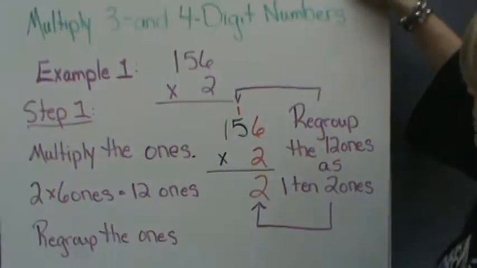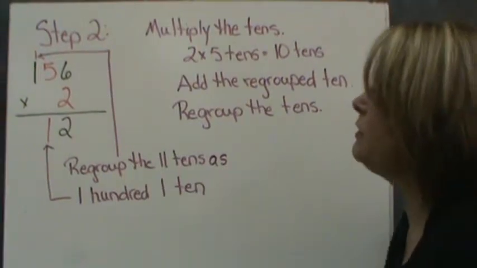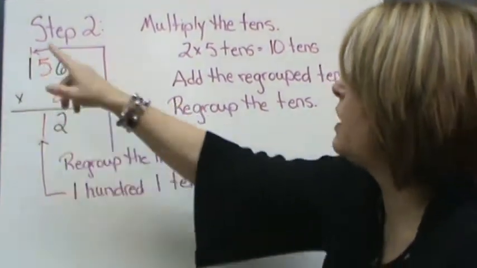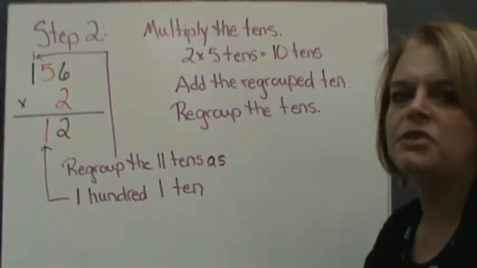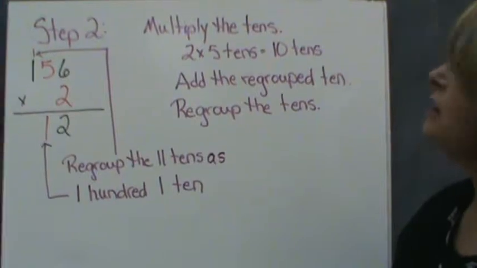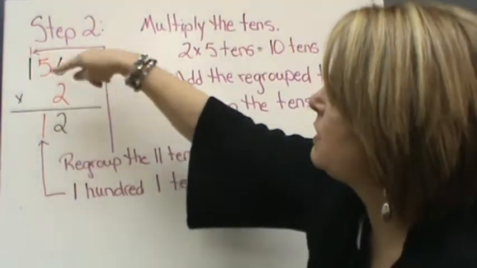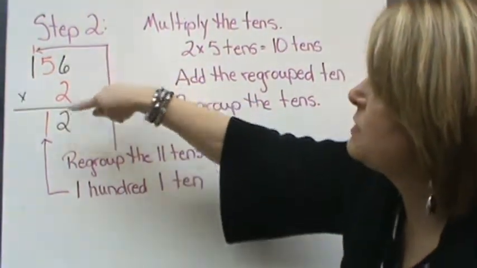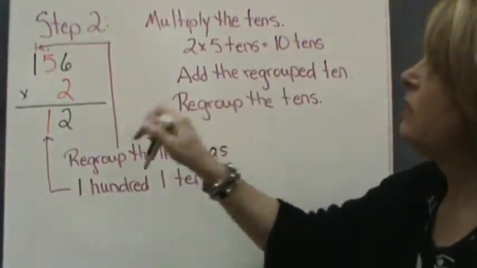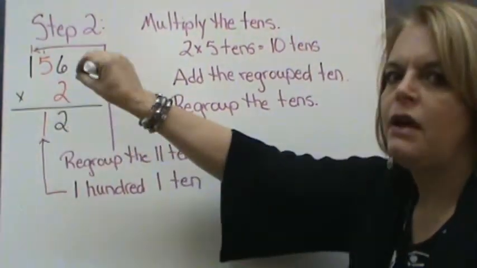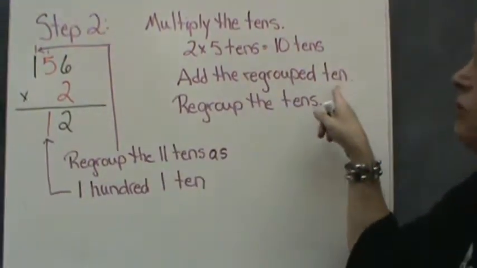Step 2, I'm going to multiply the tens place, and you can see that in red here. 2 times 5. 2 times 5 tens equals 10 tens. Well, how much is 10 tens? 100. So we're going to add the regrouped 10. That was the one that was up here. So 2 times 6 was 12. Remember, we carried the 1 over. So now I have 2 times 5 is 10, plus the 1 is 11. So I've added that regrouped 10.